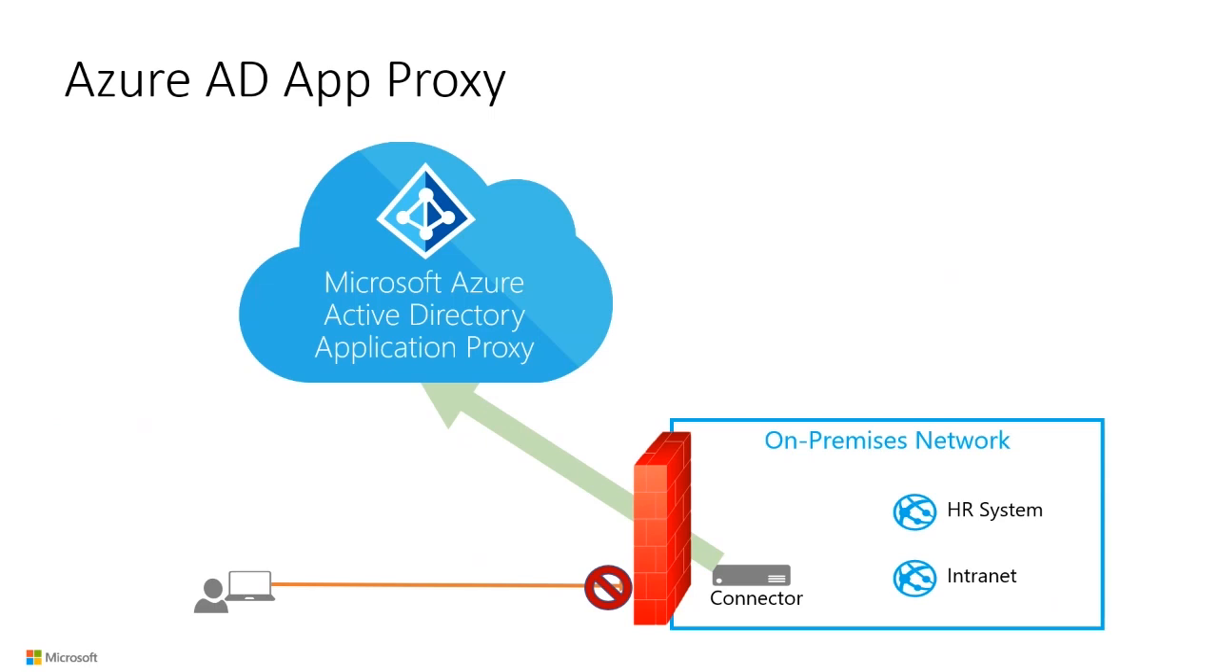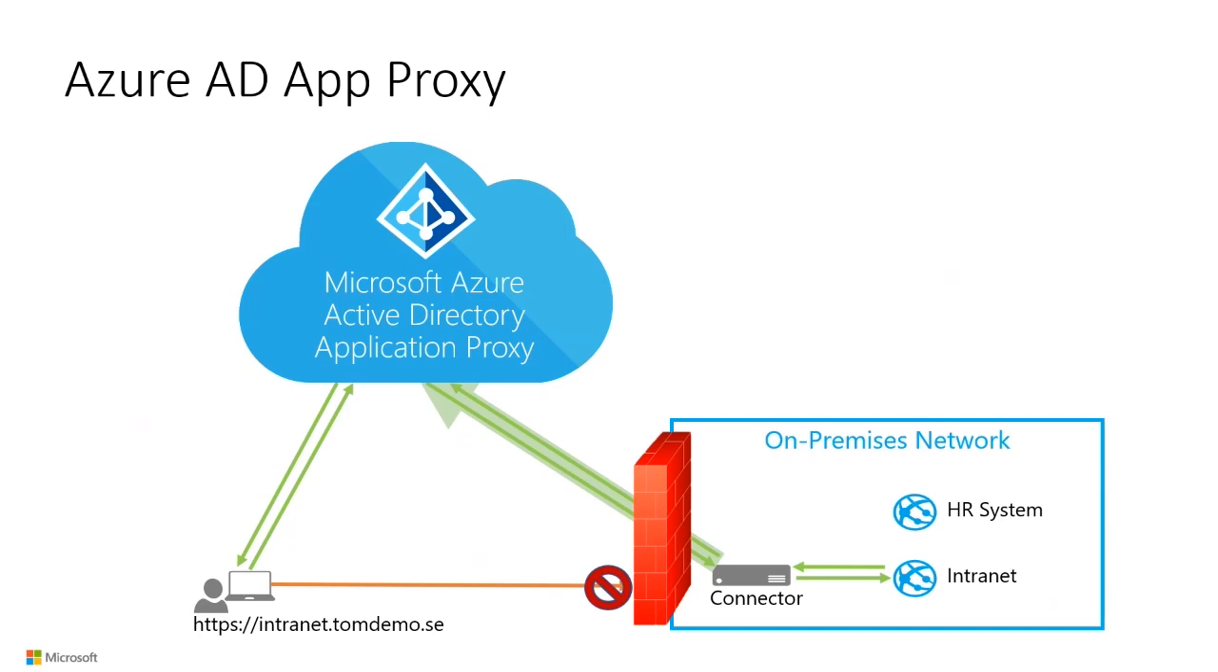So when the user then tries to access, you need to use DNS to point the URL to Azure AD instead of your own network here. Then Azure AD will relay the request of the web page through the secure tunnel and get it back to the client. So without changing the internal application at all, we enabled secure access from the outside.